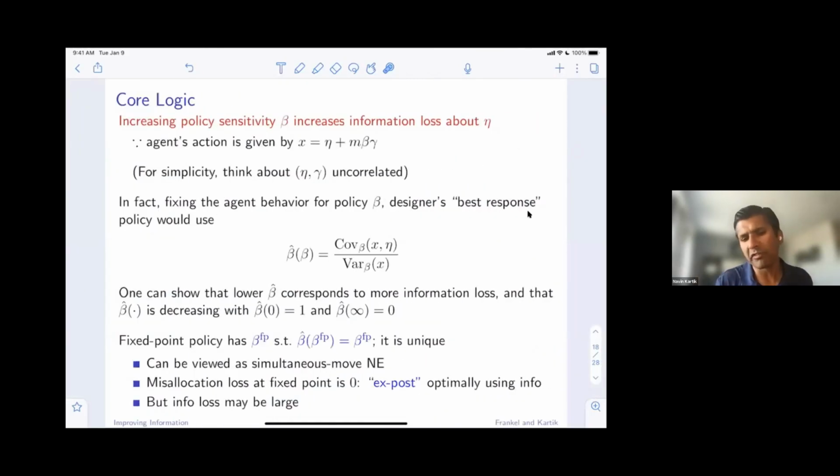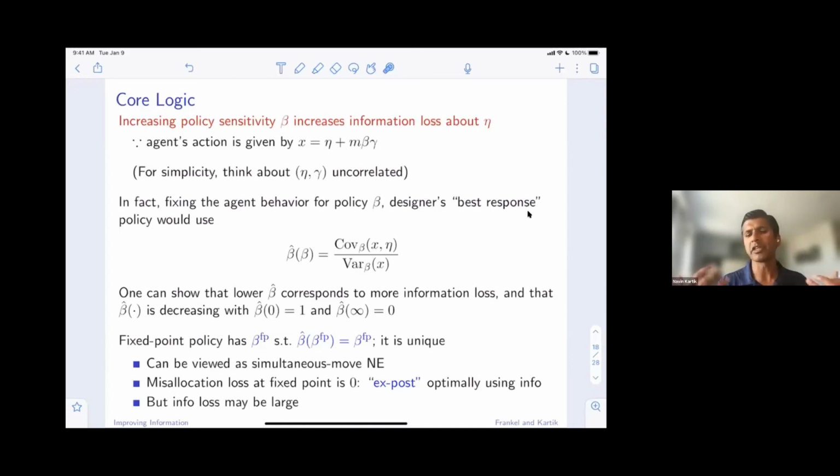Okay, and so what is a fixed point policy? Now we can state this precisely. A fixed point policy is a policy sensitivity that I'm going to denote by beta FB, for fixed point, such that the optimal thing for the designer to do in response, the best response for the designer, would actually be to use the same sensitivity as she started with. This turned out to be unique because of the simplifications that I'm making in the talk. In the paper, it need not be unique. For the talk, I'll treat it as if it is, because it is under the assumptions.